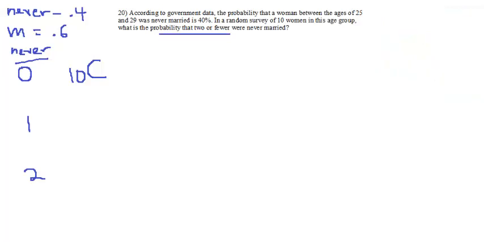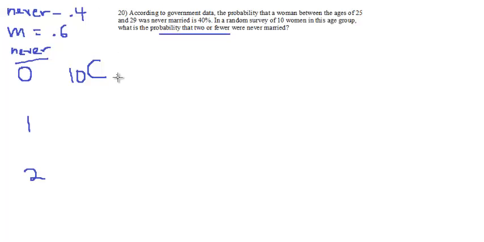It's many, many millions of possibilities. But what you need to do for this sort of thing is figure out 10C to the number of possibilities you have, the number of different combinations you have. Now, in this case, for the 0, there is no combination. It's just 10 not married.